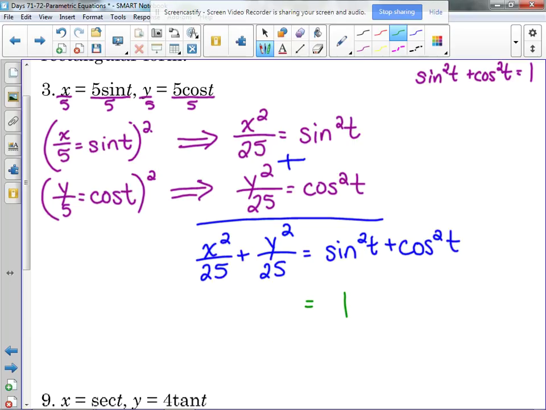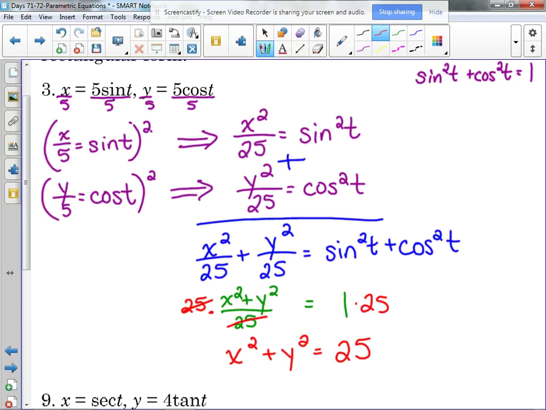On the left side, they have the same denominator. So how about we make that a single fraction? X squared plus y squared over 25. And then just to clean it up, we can multiply both sides by the 25. So we get x squared plus y squared is equal to 25.